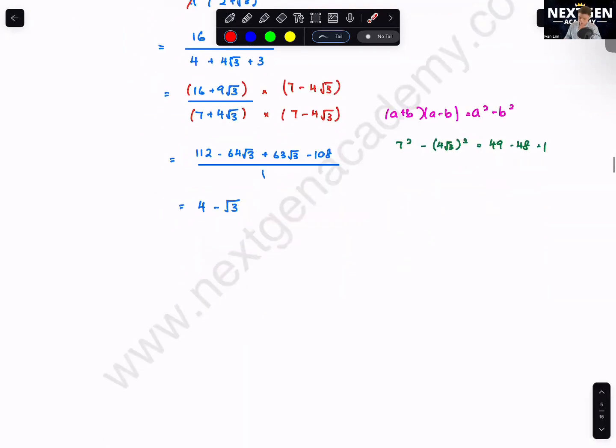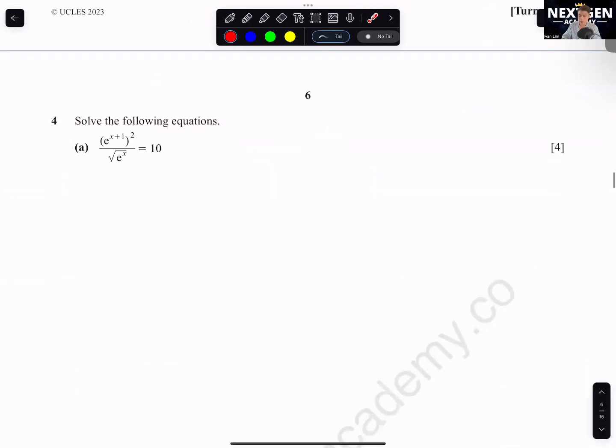Okay, let's go to question 4. Solve the following equation: (e^(x+1))² over √(e^x) equals 10. We need to use our knowledge of indices first. So let's solve the left-hand side first. e to the power of x plus 1, how do we expand this? Multiply, not just the last one.